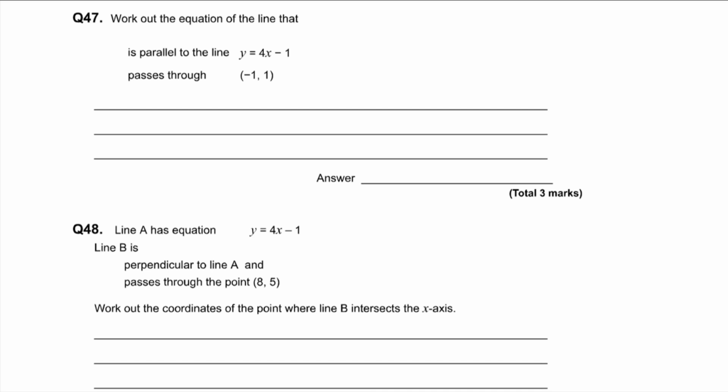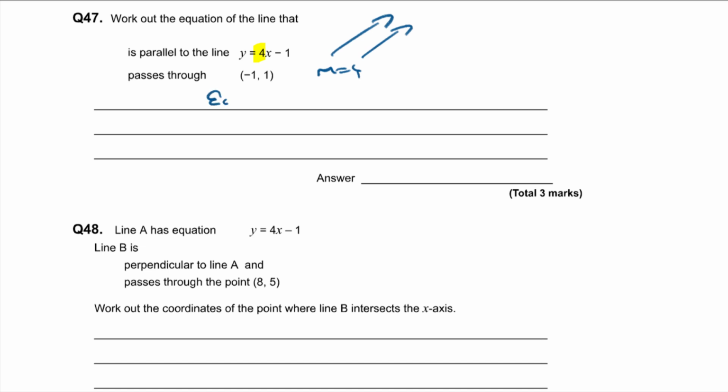Question 47, work out the equation of the line that is parallel to the line y equals 4x minus 1 and passes through minus 1, 1. Okay, well if it's parallel, it's going in the same direction, and if it's going in the same direction, it has the same gradient. So my new line is going to have the same gradient as the old line. So m is going to be 4.